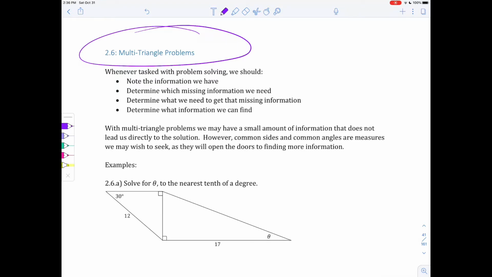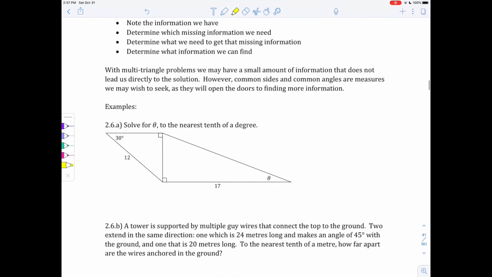Okay. So, whenever we get one of these opportunity-solving moments, there's a couple of things that we might need to do. We should note the information that we have, because we will always be provided with some information. Next, we're going to find out what information we need and that's missing. Then we're going to try to find a way to determine that missing information, and then determine what information we could find using that.